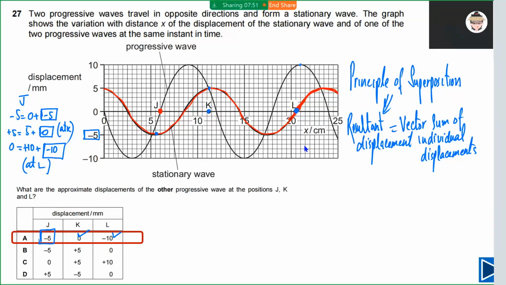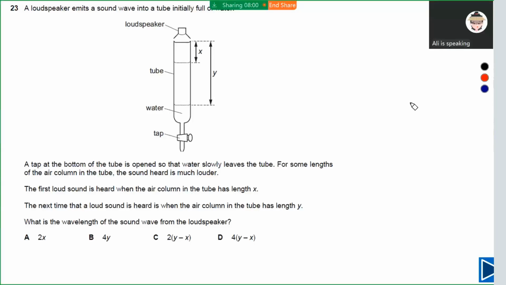Okay, if this one is clear, let's move on to the second question now. First of all, try by yourself. The answer for this question has to be C. So let me explain to you why the answer is C. The first thing you need to understand is that it is given the first loud sound is heard when the air column in the tube has length x, meaning at this point.